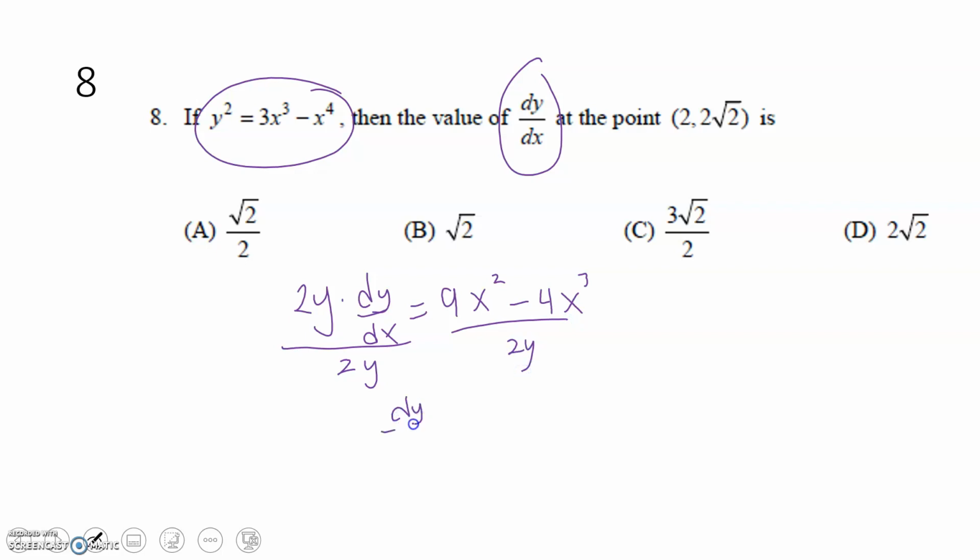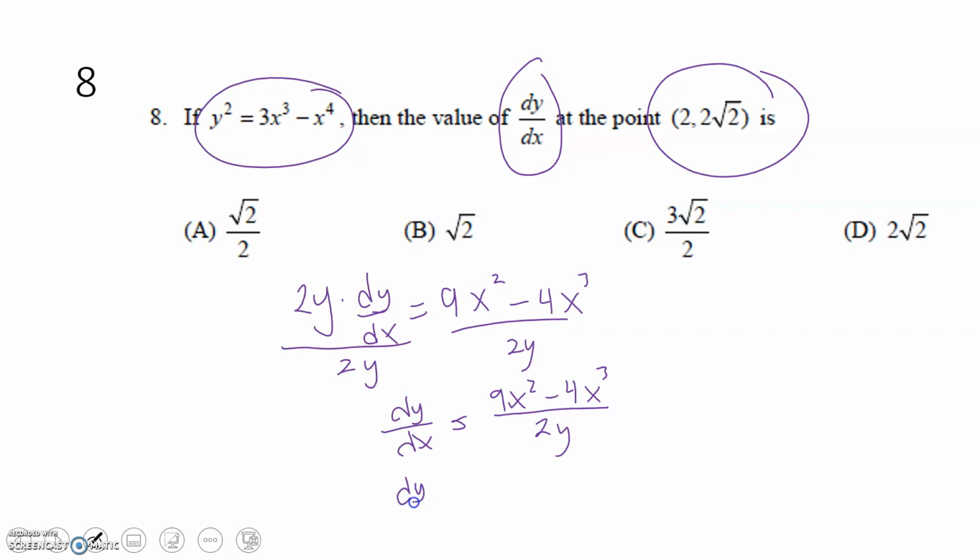And we get that dy/dx is (9x squared minus 4x cubed) over 2y. And then the problem is asking us to evaluate it at this point. So we'll be finding dy/dx at the point (2, 2 rad 2). So we'll plug in 2 for x in both locations, and then we'll plug in our 2 rad 2 for y.